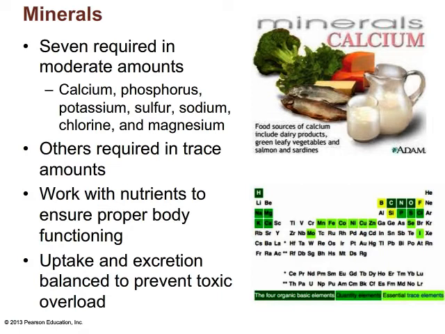In addition to these major minerals, the body also needs small amounts of certain trace minerals, for example, iodine and iron. Iron, as you know, is used to help synthesize hemoglobin, which is an essential oxygen-carrying molecule, whereas iodine is a necessary component of the thyroid hormone thyroxine.